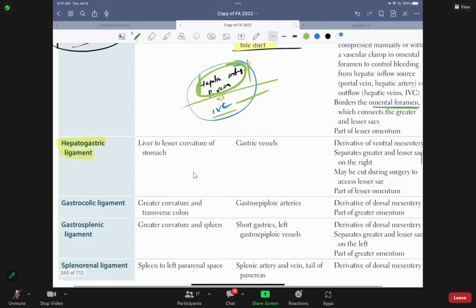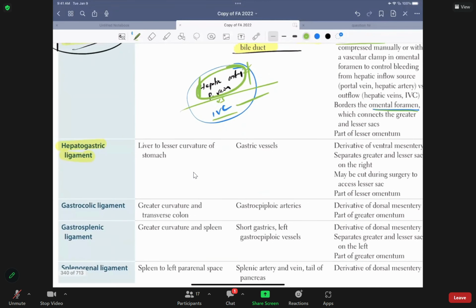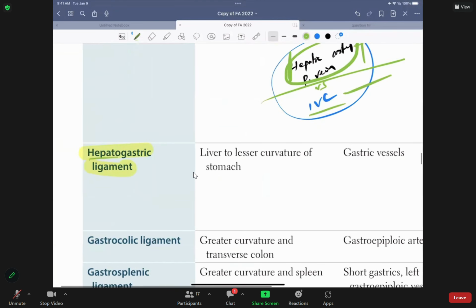All right, so next, hepatogastric ligament. Look at the word hepato. That means it's liver. Gastric means stomach. So it's connecting the liver to the stomach. Okay, liver to the stomach.